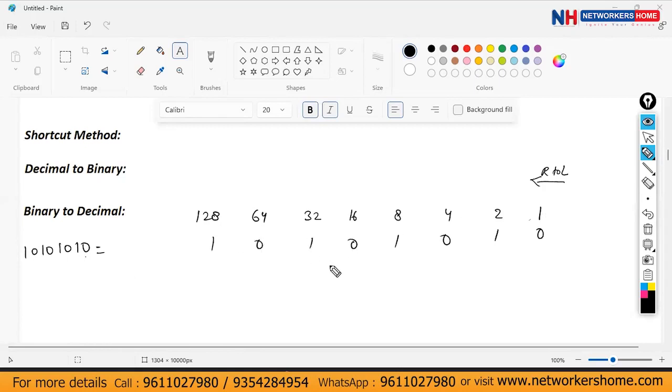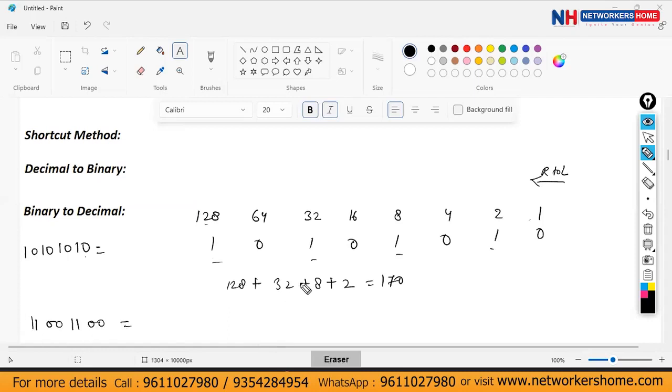101010. This is the important step, because if you start from left to right, this is going to completely change the number in some cases. So always write it from right to left. Once you have written it, anywhere you see 1, just add that particular value. Like 1 is there for 128, 32, 8, 2. This is 172.